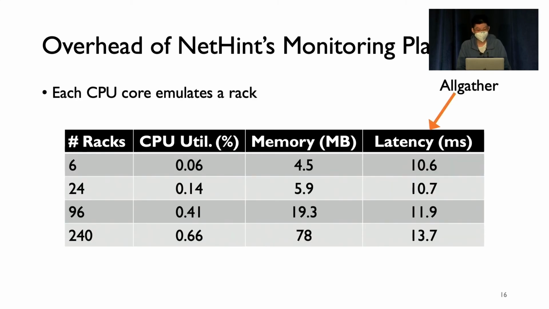We evaluate the overhead of NetHint's monitoring plan on a large scale. Since we only have 6 machines, we use each CPU core in our testbed to emulate a rack. The result shows that the CPU time and memory footprint of NetHint server are both very small. And the latency to collect network information across 240 racks is around 10 milliseconds, which is an order of magnitude lower than the 100 milliseconds collection period in our testbed.